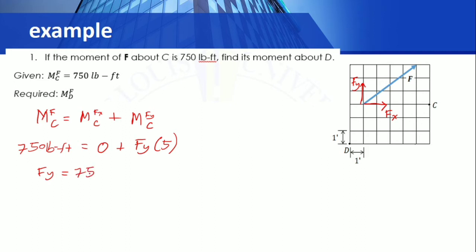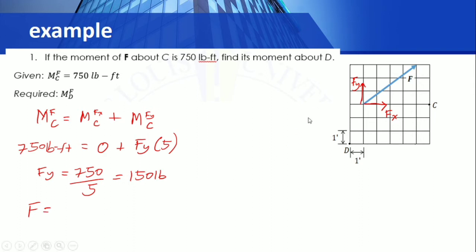750 over 5. Or is equal to 150 pounds. So, meron na yung value ng f of y natin. Ngayon, makukuha na natin yung value ng ating force F. So, kapag nakuha na natin yung value ng force F, magmo-moment na tayo sa D. Makukuha na natin kung ano yung moment ng force sa D. Okay? So, to get the value of F, so, paano natin kukunin yung value ng F?